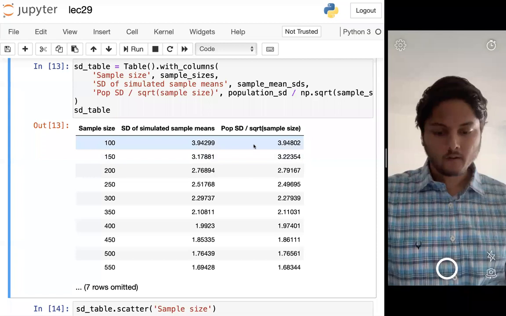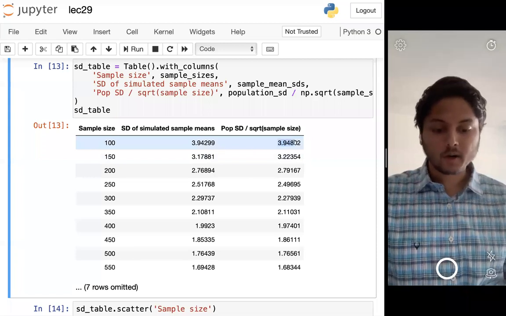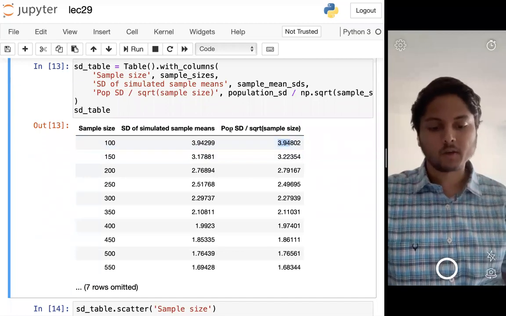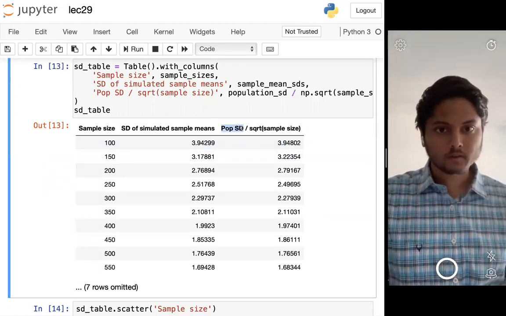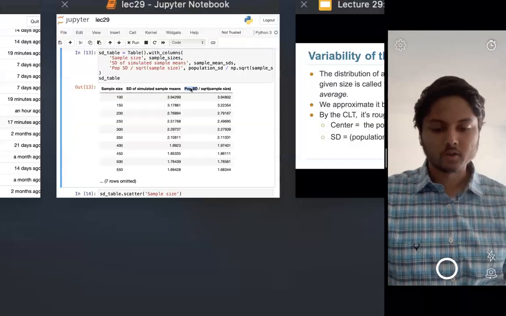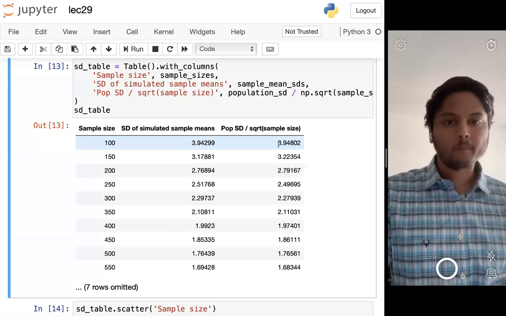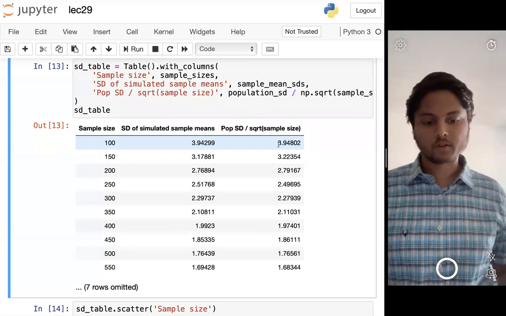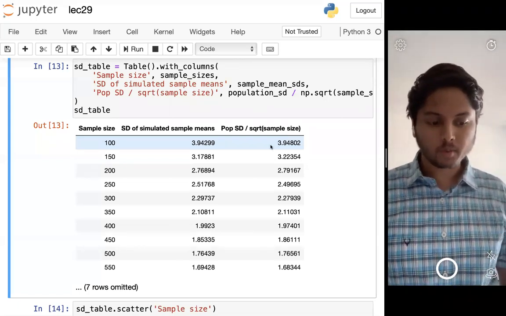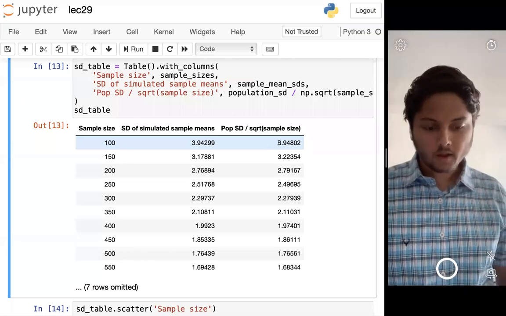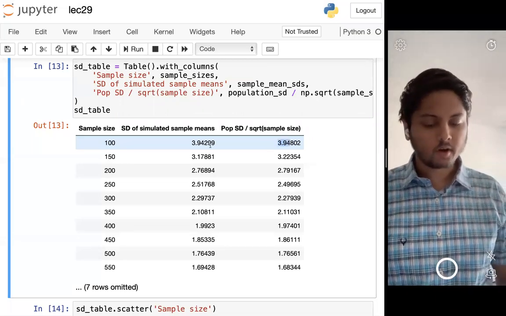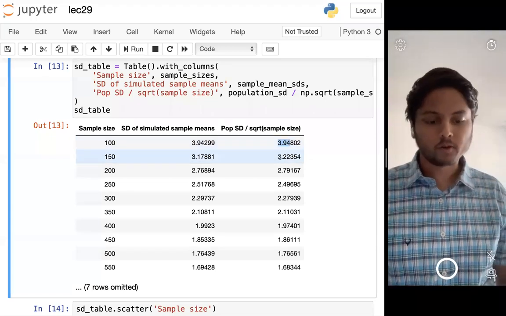For a sample size of 100, you would expect to see a standard deviation of 3.95. The reason we can calculate this is because we know the population SD. You typically won't know that in practice. Typically, you're just going to see this column. You're not going to actually be able to ever see this column. But in this case, we have perfect information, so it's useful to compare that here. And so here we can see you'd expect to see 3.94. We actually get 3.94, which is pretty cool.